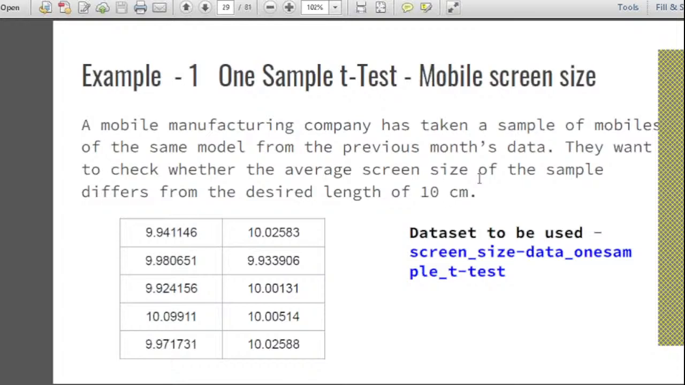Rohit and Ram, I hope you're getting my point, right? Differs means we have to check whether the length of the screen is different from 10. It's a two tail test. Okay, so what will be the hypothesis? What will be the H0 here? What will be H0?